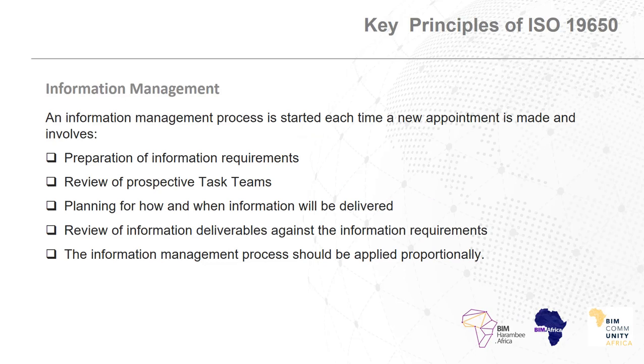Another concept to understand is the information management process. An information management process is started each time a new appointment, formal or informal, is made, and involves the following activities: the preparation of information requirements, the review of prospective task teams, including sub-appointments, the planning for how and when information will be delivered in relation to information management capabilities, and the review of information deliverables against the acceptance criteria established for each information requirement.